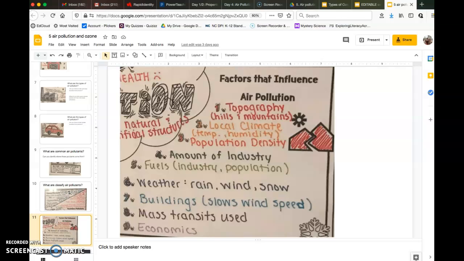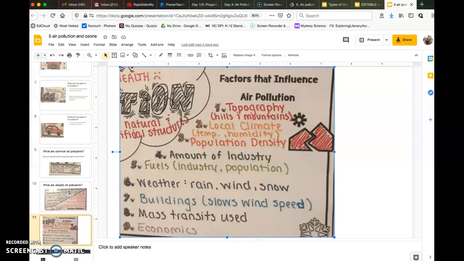The weather, again, can play a part in our air pollution, so whether it rains, if it's windy, if it snows. Buildings can slow wind speed, so they can increase air pollution because the slower the wind, the more able we are to pollute the air.